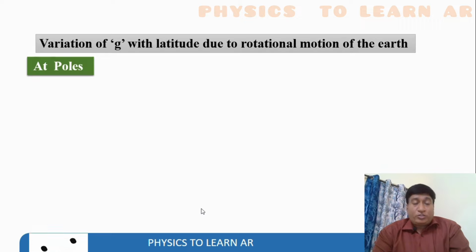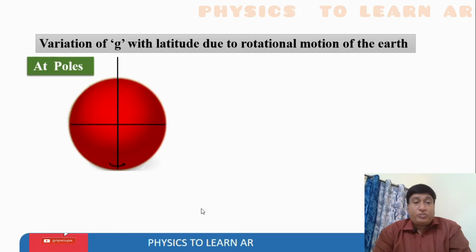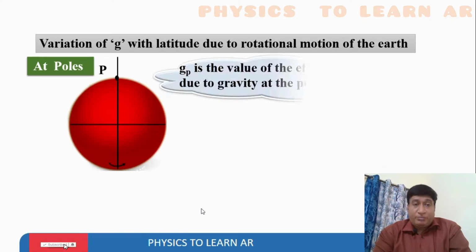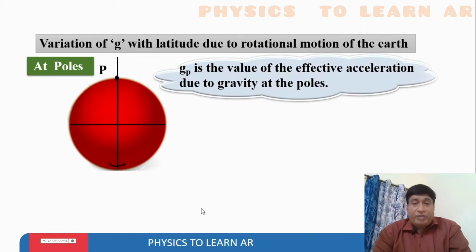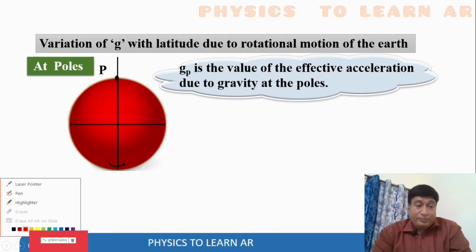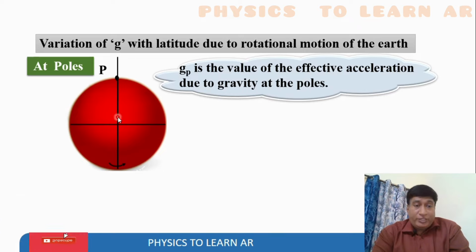So at the poles, gp is the value of effective acceleration due to gravity at the poles. If you have seen here, the angle between the horizontal and the vertical that we have taken will be 90 degrees.